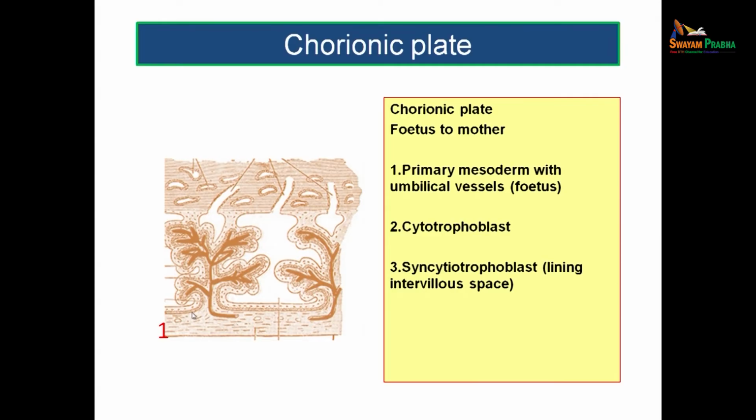Then you can see a layer of cells known as the cytotrophoblast, one single layer of cells, and along with that, outer to it, you can see the syncytiotrophoblast. The syncytiotrophoblast is lining the intervillous space. This is one villus, this is another villus, and the space between these two villi is called the intervillous space. So, the syncytiotrophoblast lines the intervillous space.